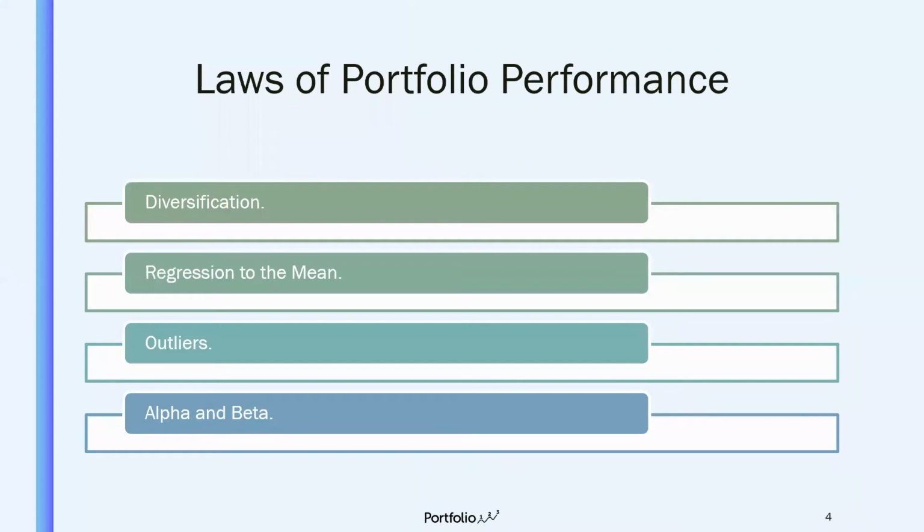Now, I've come up with 4 laws of portfolio performance. There may be a lot more. I just don't know. This is not a complete list, but the ones I'm going to talk about now are diversification, regression to the mean, outliers, and alpha and beta.